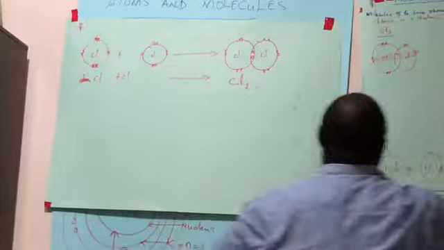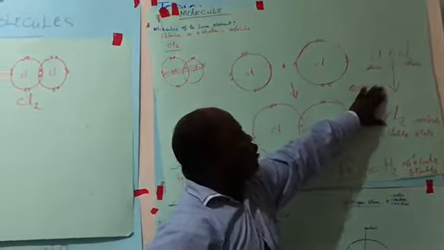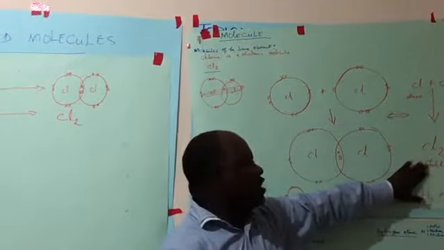The same thing, this is chlorine, and it can be represented in this form. Chlorine, with these 2 chlorine atoms, share electrons to form a stable chlorine molecule. This is how it is represented.